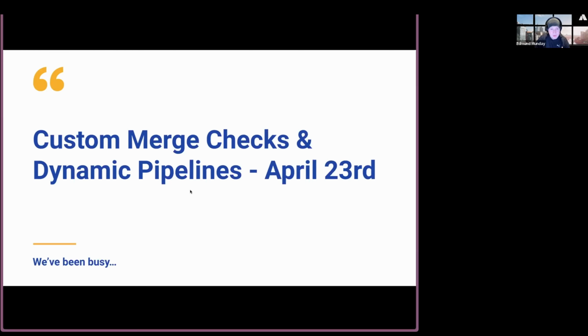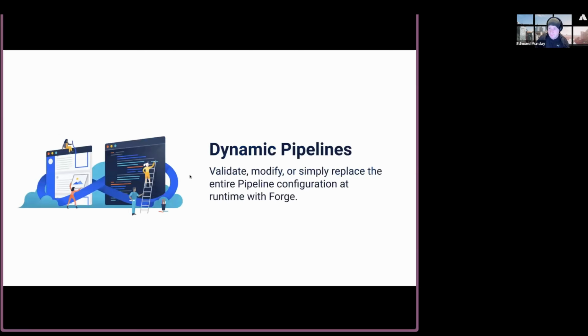Just one thing to note, dynamic pipelines is a Bitbucket Cloud premium feature. Custom merge checks is available for both premium and standard. However, there are some components of custom merge checks that are also premium only. So just get that out of the way. All right, diving back into dynamic pipelines.